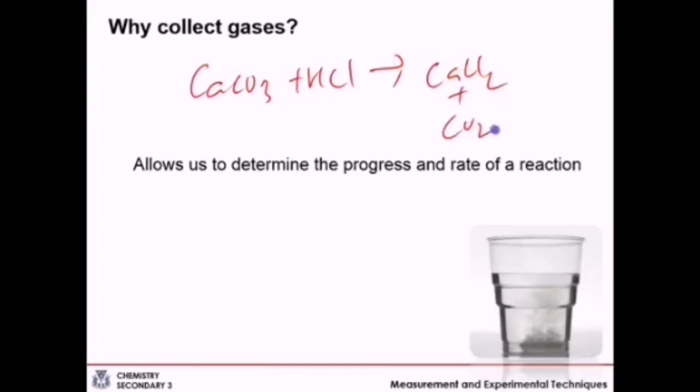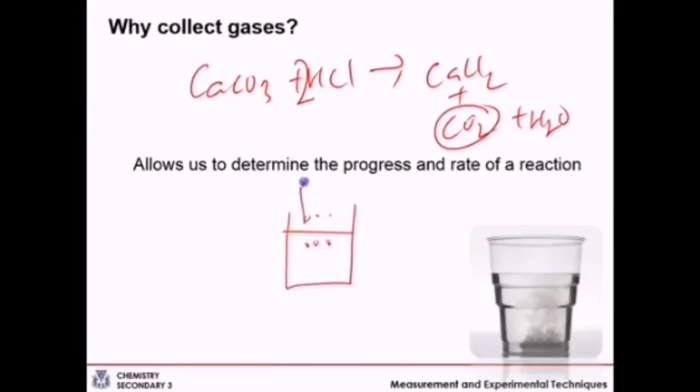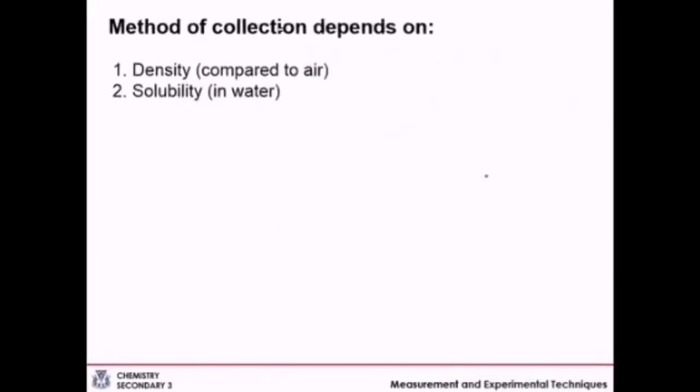For example, we have calcium carbonate and hydrochloric acid. When both these chemicals react, they produce calcium chloride, carbon dioxide, and water. So during this reaction, the release of carbon dioxide will allow us to determine the progress and the rate of that reaction. By measuring the volume of the escaping gas, we can calculate the rate of a reaction.